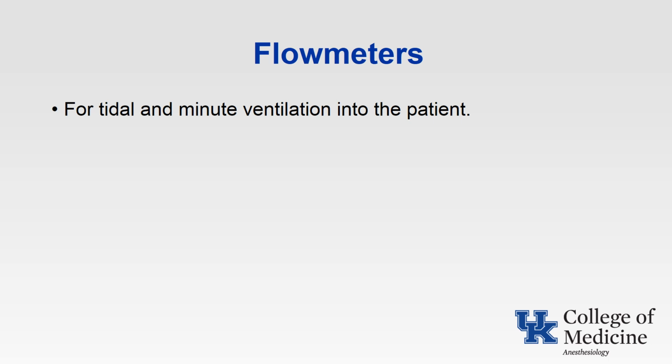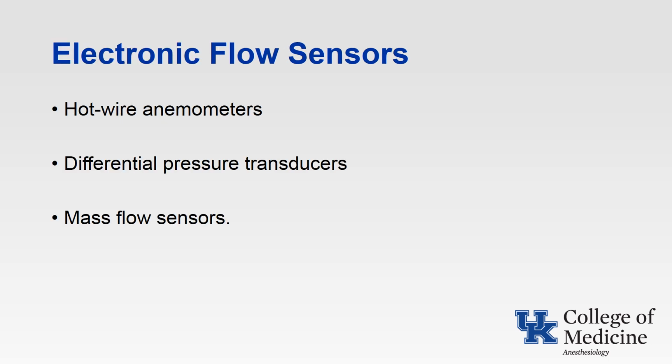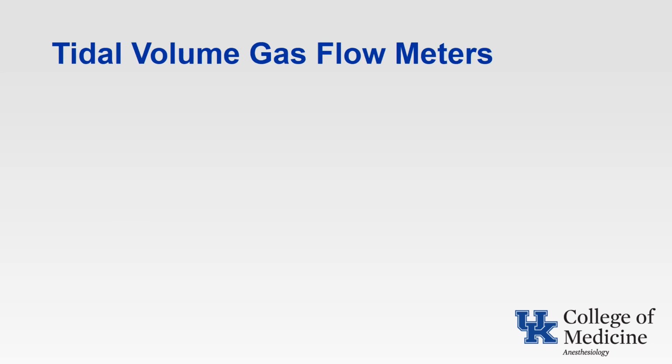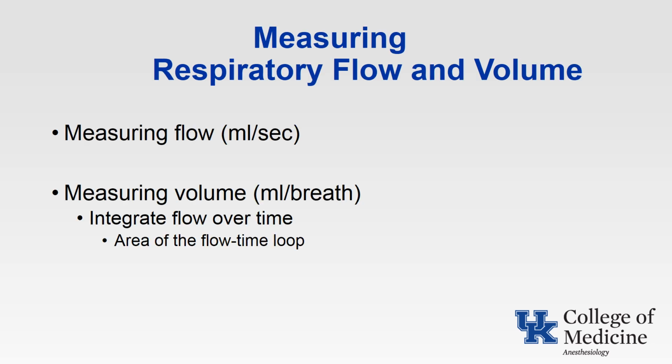Other flow meters are used to measure tidal and minute ventilation in the circuit. Several different types are available. They are also used not only to measure flow, but also volume. They do this by integrating flow over time, calculating the area of the flow-time graph.